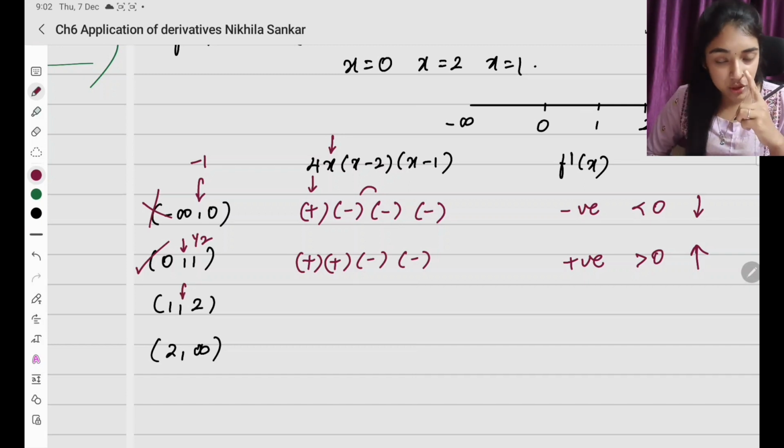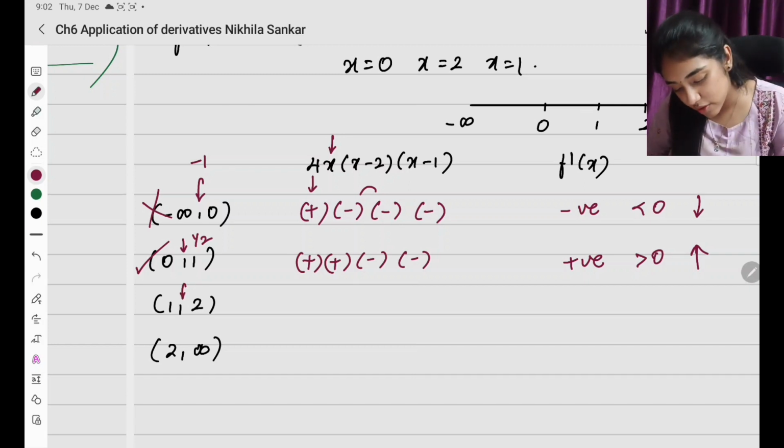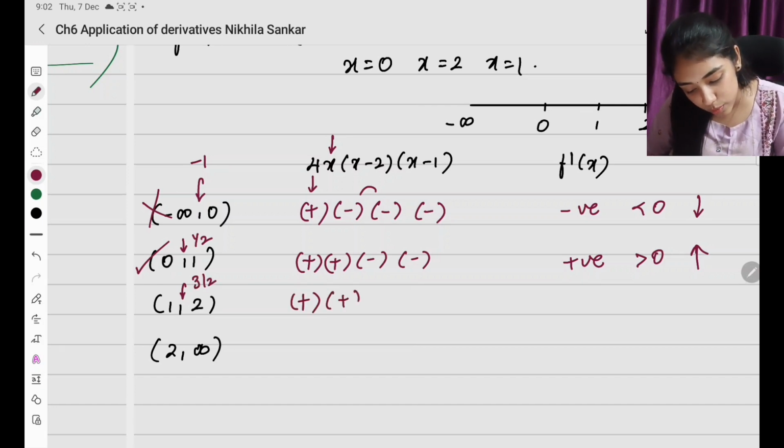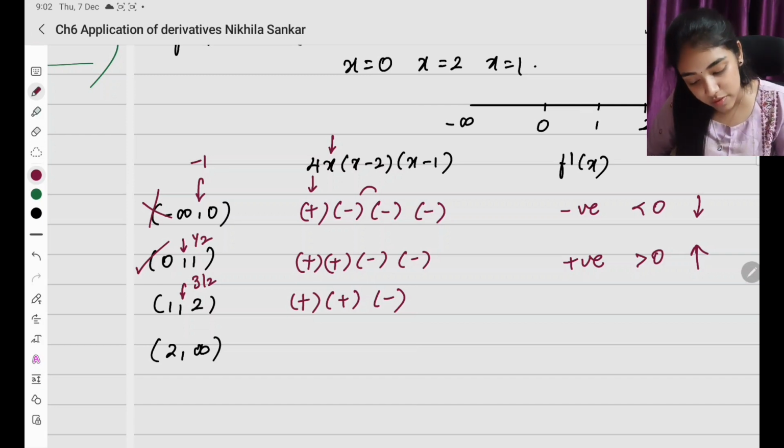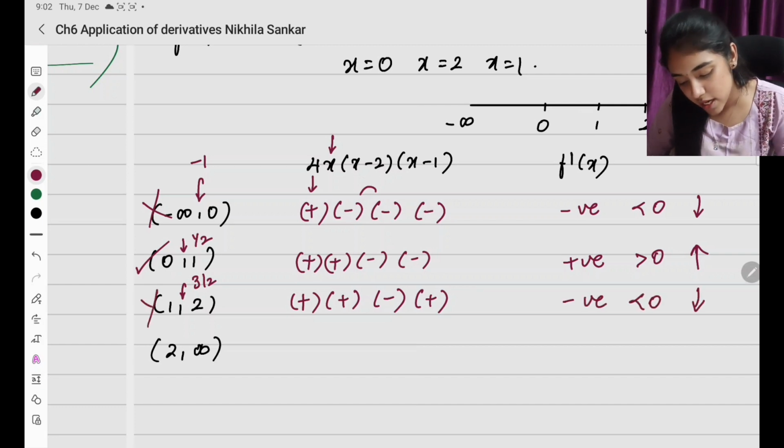Now 1 to 2, I can check for 1.5, which is 3 divided by 2. So substituting 3 by 2, 4 is positive, 3 by 2 is positive, 3 by 2 minus 2, which is 1.5 minus 2, is a negative value. Times 3 by 2 minus 1, which gives me a positive value 0.5. So this is going to be positive. Okay. So overall I'll have a negative, which is less than 0, decreasing, not for us.